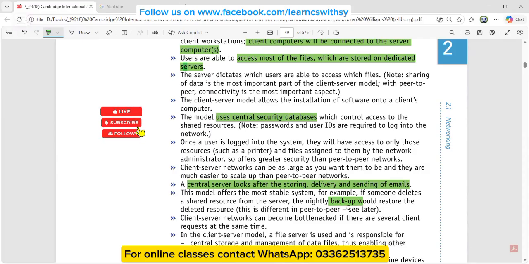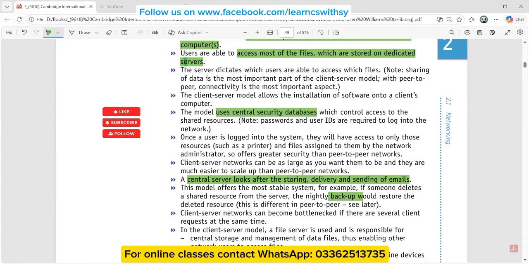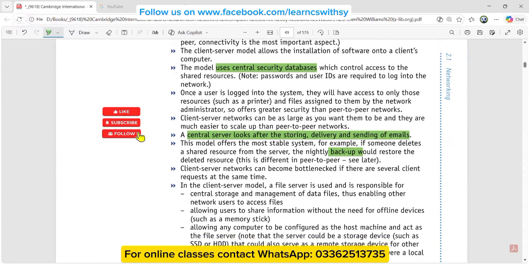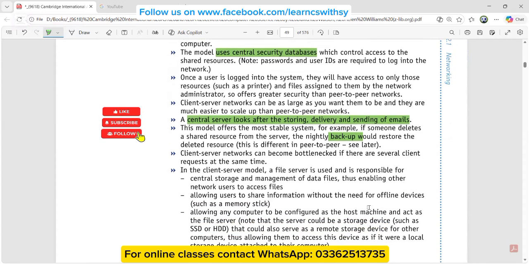As compared to a peer-to-peer model, client-server networks can become bottlenecked if there are several client requests at the same time. Now, this is debatable a bit, if you remember the distributed denial of service attack. This is happening because of unnecessary traffic being generated. Otherwise, the servers are good enough to handle a good amount of network resource. Only in some situations, when there is too much network traffic, will the servers stop responding to the requests.